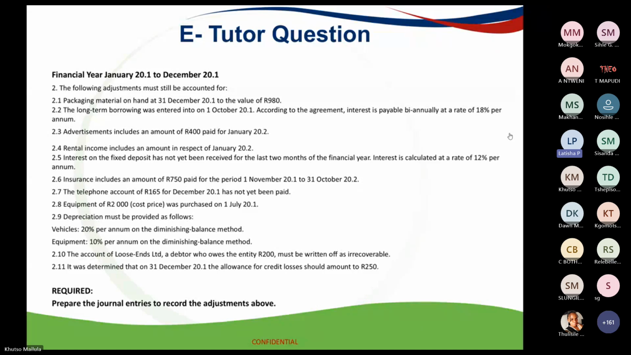The interest will always be calculated using the amount of the loan multiplied by the interest rate, which is the 18%, and for the period. In this case, it's 3 months that you need to account for, from October to December. The payable biannually is just saying when the physical payment must be made. The actual recording in your financial records would be for the period you've had the loan. Got the loan on the 1st of October until the 31st of December. So 3 months of interest must be recorded in the financial records for the year ended December 20.1.